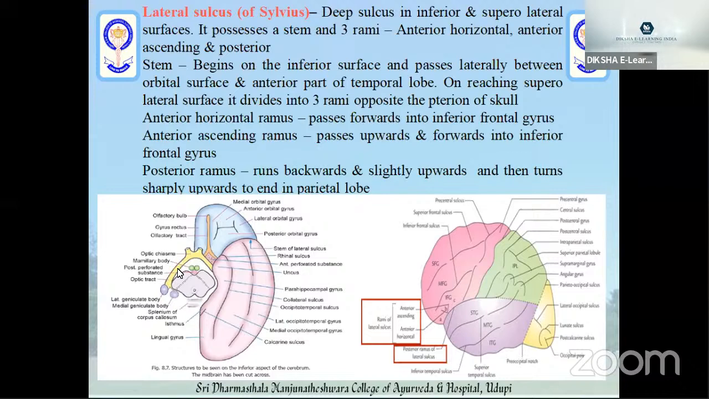Now, it will start on the inferior surface. This is the inferior surface of the cerebrum. The stem of the lateral sulcus is located here.